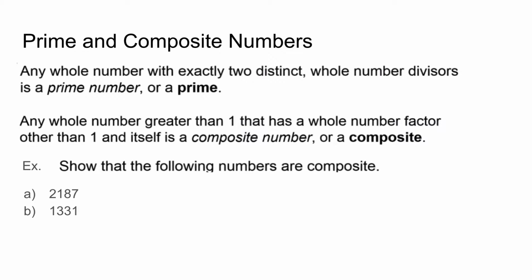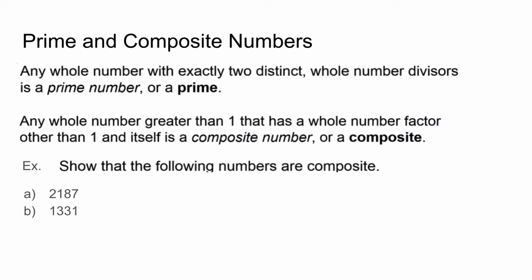Another example of a prime, 3. How can we make 3? By multiplying two numbers, 1 times 3, that's all, right? 1 times 3 or 3 times 1. So we have only two factors, 1 and 3, to make a product of 3. So it is again a prime number.